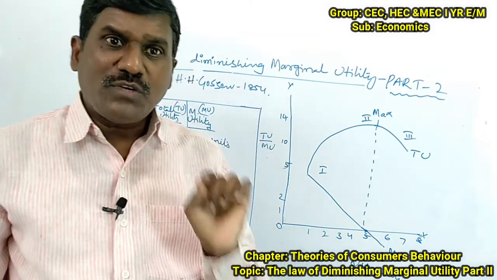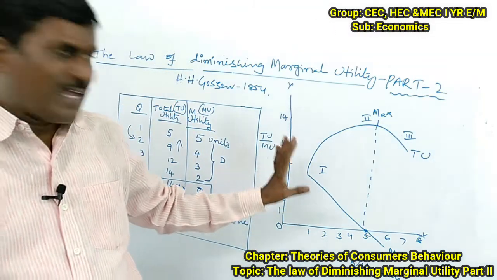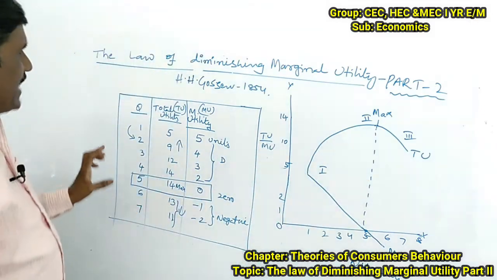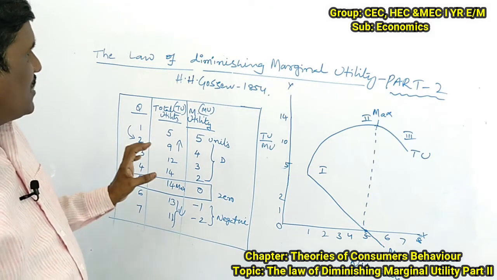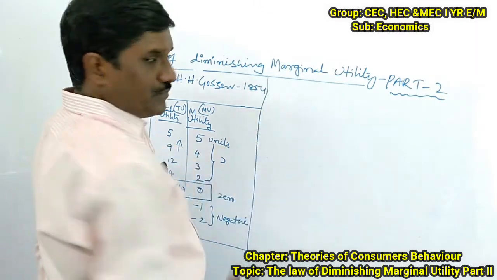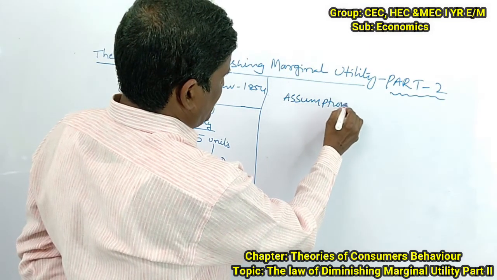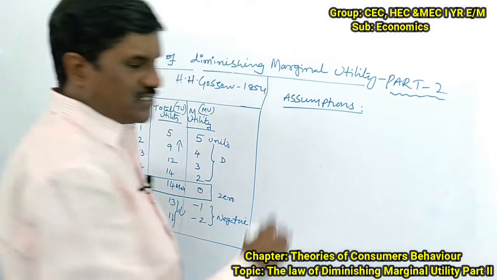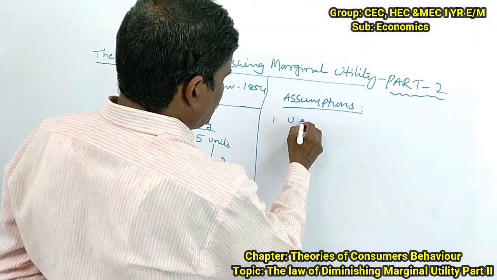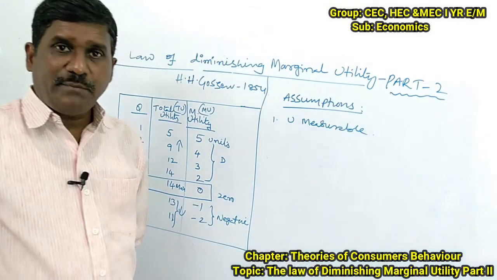Due to that, we have to keep some assumptions. So when the assumptions are true, the law will be true. Otherwise it will not be applicable. What are the assumptions? Let me analyze the assumptions of the law of diminishing marginal utility. See here, assumptions. What are the assumptions? One is that utility can be measurable. First one, utility can be measurable.